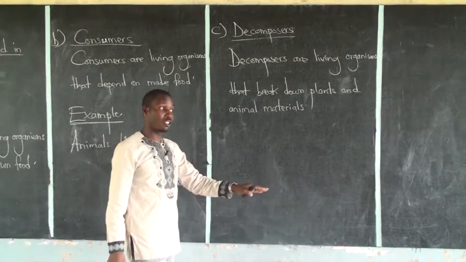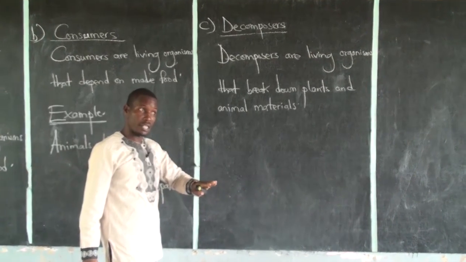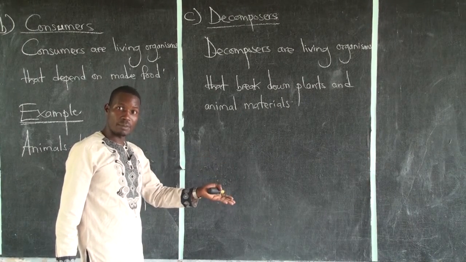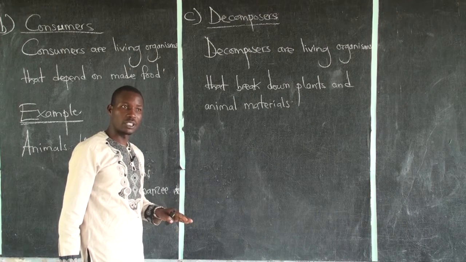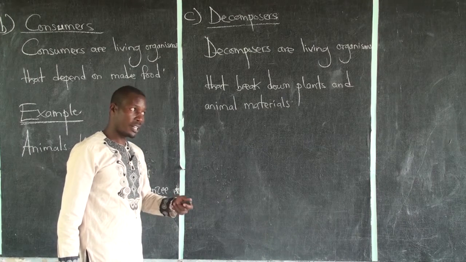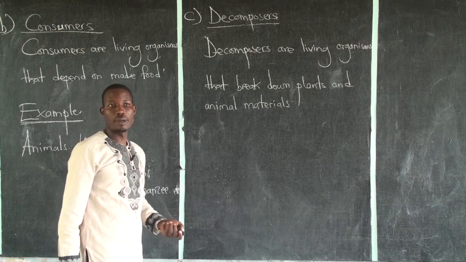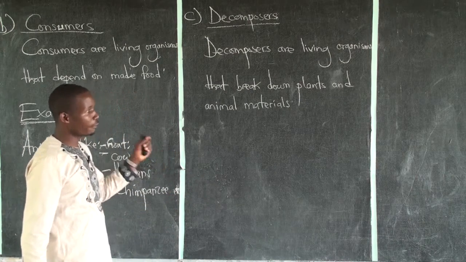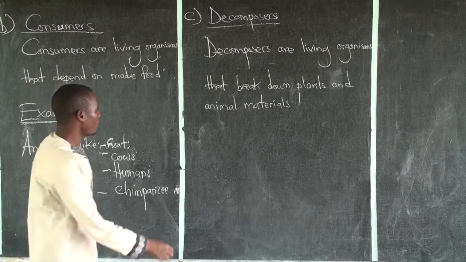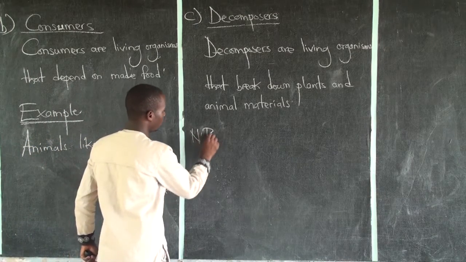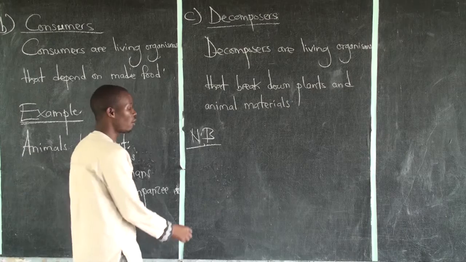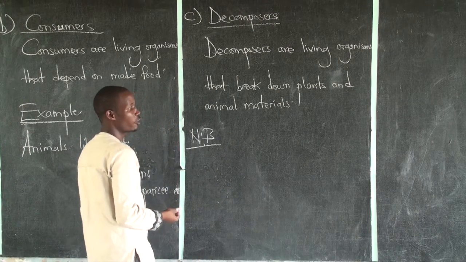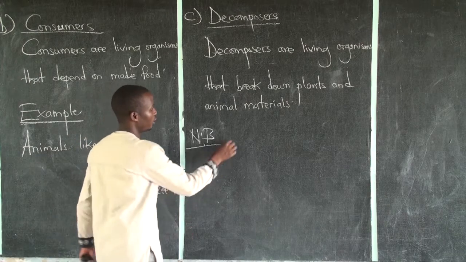If the plant is cut on the ground, then there are some living things that will act on them to break them down into small particles. So that will be breaking down, decomposing them. It goes through the process of rotting or decaying. That's why we say these are the first to cause them to decay. Okay? So we can say NB, these living organisms cause these materials to decay or rot.